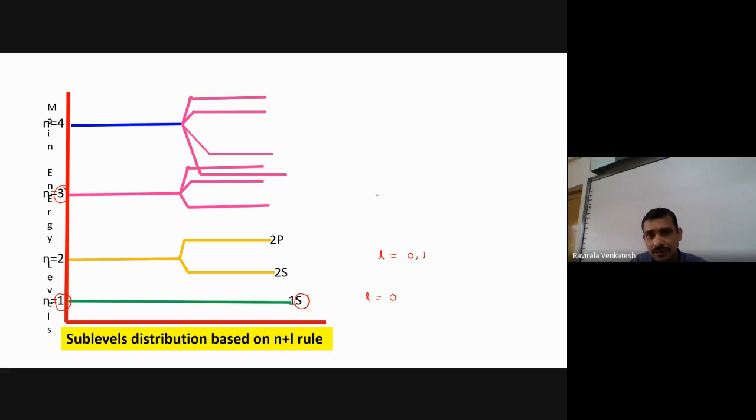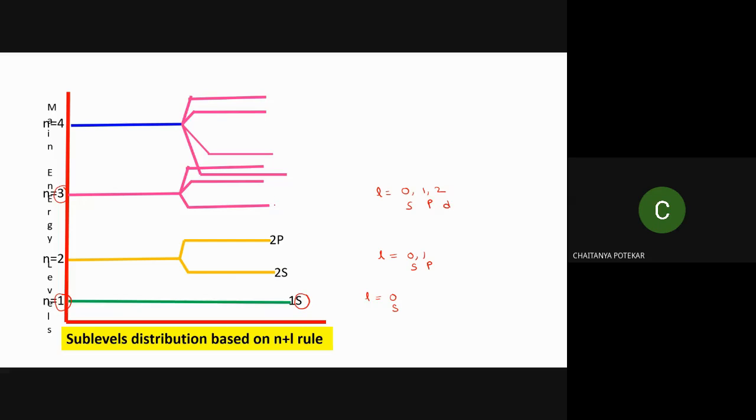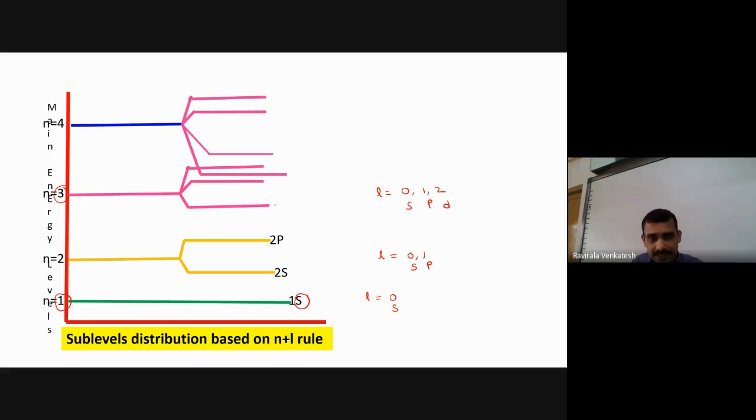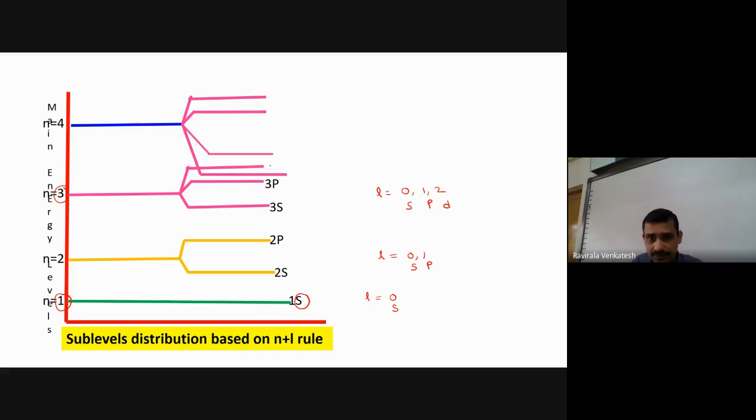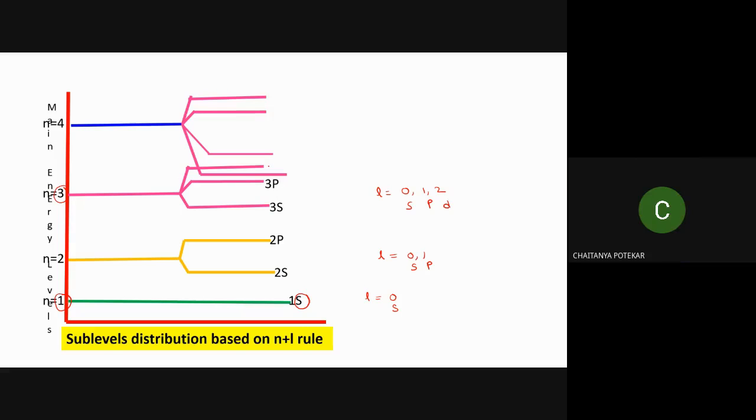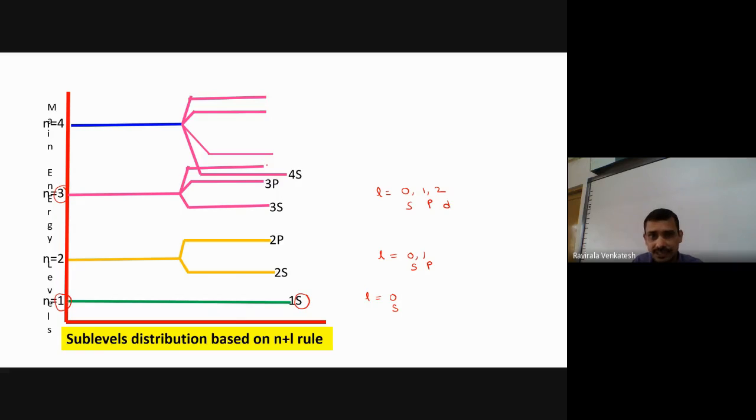Now n is equal to 3. What will the l values be here? 0, 1, 2. l equal to 0 means s, 1 means p orbital, and 2 means d orbital. Now tell me which orbitals are present here: 3s, 3p, 3d. Here it is 3s, 3p, and here it is 3d. Very good.